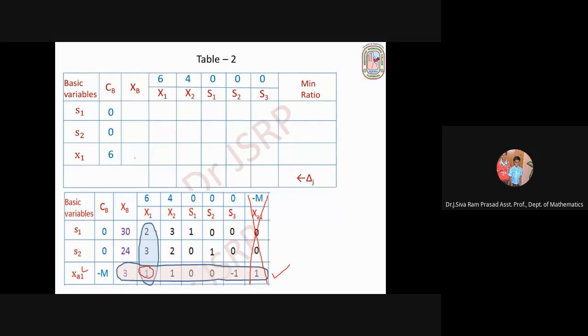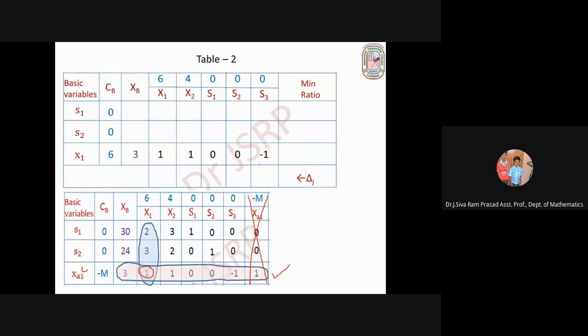So 3 by 1 is 3, 1 by 1 is 1, 1 by 1 is 1, 0 by 1 is 0, 0 by 1 is 0, minus 1 by 1 is minus 1. So divide the pivot row by the pivot element. Here the pivot row is the third row, divide the third row by 1.